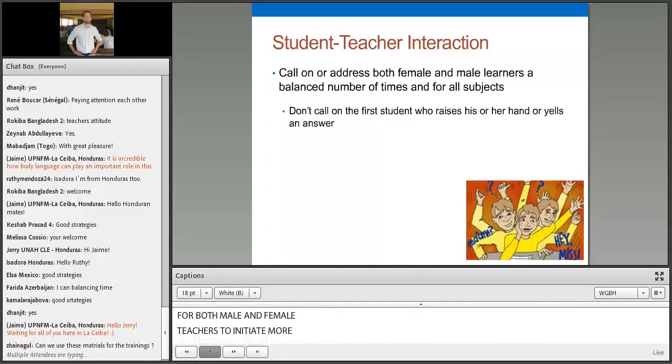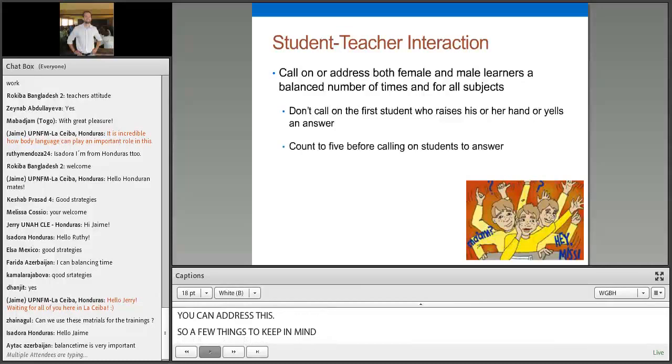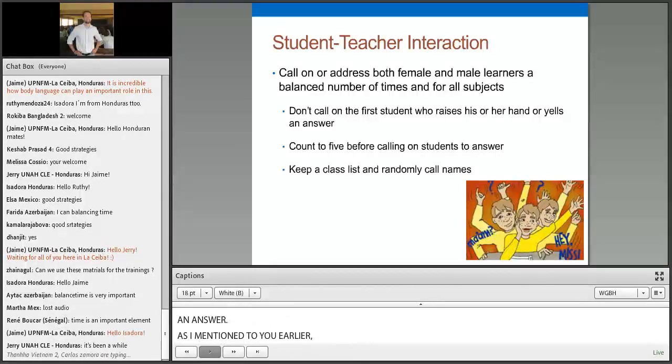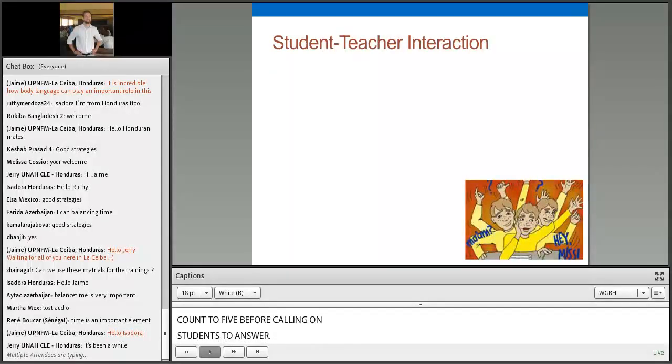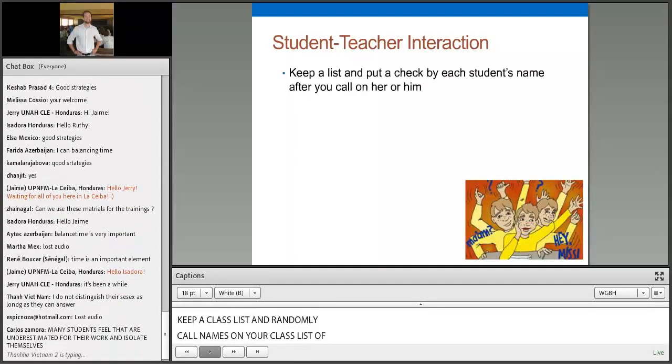So a few things to keep in mind to improve on this is to not call on the first student who raises his or her hand or yells an answer. And as I mentioned to you earlier, count to 5 before calling on students to answer. Keep a class list and randomly call names on your class list of students. You can also keep a list and put a check by each student's name after you call her or him. That way you can keep track of who's participating.